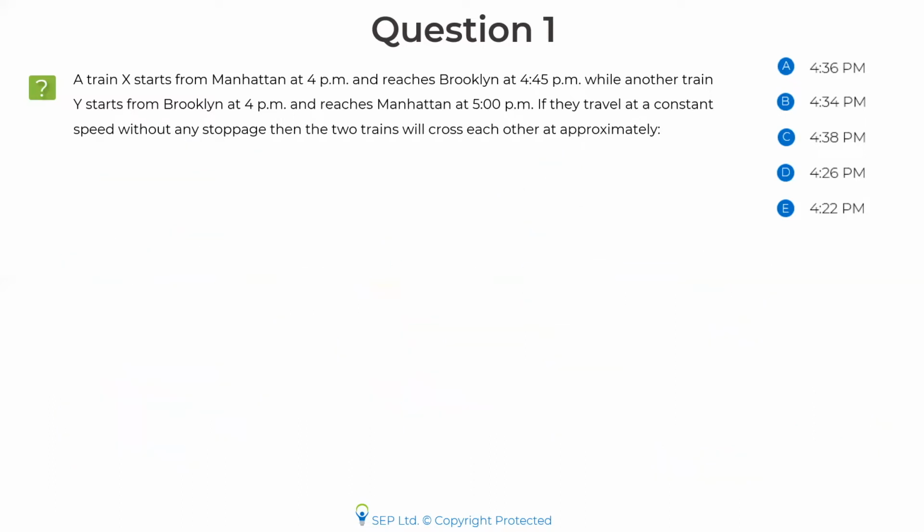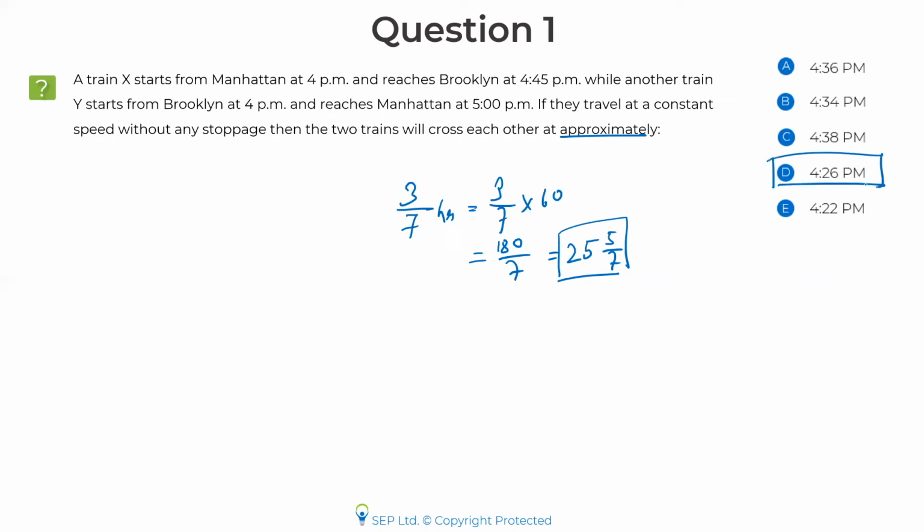Now a very small calculation is left, which is that I need to convert this 3 by 7 hours into minutes. So how do I convert it? I multiply it by 60, and I get 180 by 7. If I divide, it goes 25 times, with 5 by 7 remaining. So I get exactly something like this. They ask what is approximately the value, and I can see which option is the approximate one. It's going to be 25.71, so my answer is going to be this.